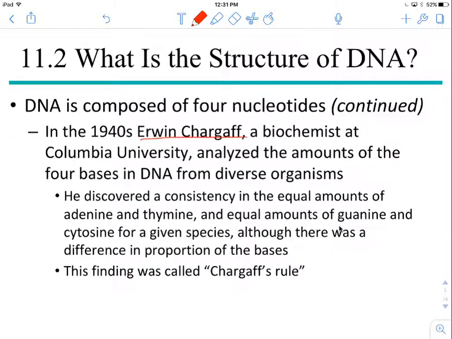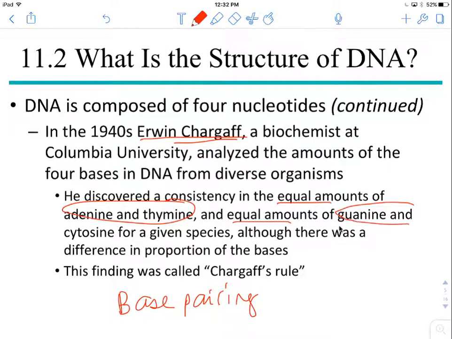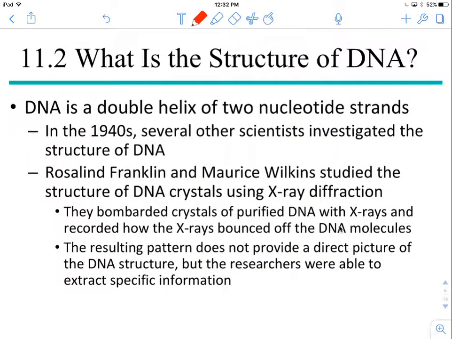If you remember, our good friend Chargaff came up with the rules of base pairing. He noticed that there were equal amounts of adenine and thymine and equal amounts of guanine and cytosine. Okay, so G pairs with C and A pairs with T. DNA is actually a double helix of 2 strands of nucleotides.